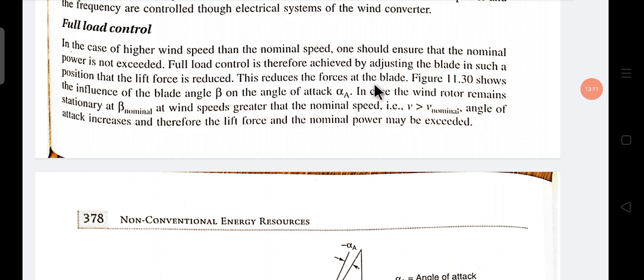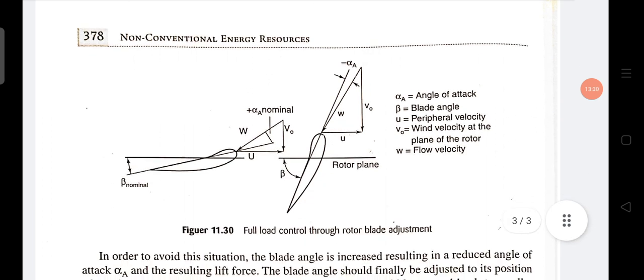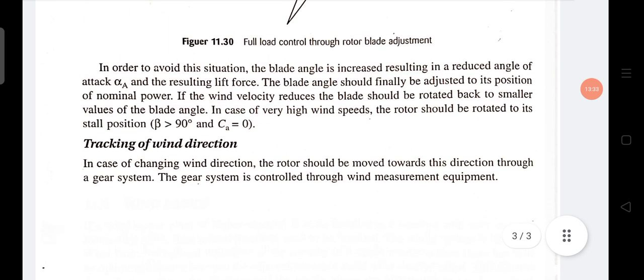The reduction of the force at the blade shows the influence of beta on the angle of attack alpha a, okay, angle of attack, this is alpha a, okay. In the case of wind rotor normal situation, beta nominal at the wind speed greater than the normal speed, okay. Now tracking of the wind direction, in case of changing wind direction, the rotor should move towards the direction through a gear system, okay. That gear system is controlled through the wind.